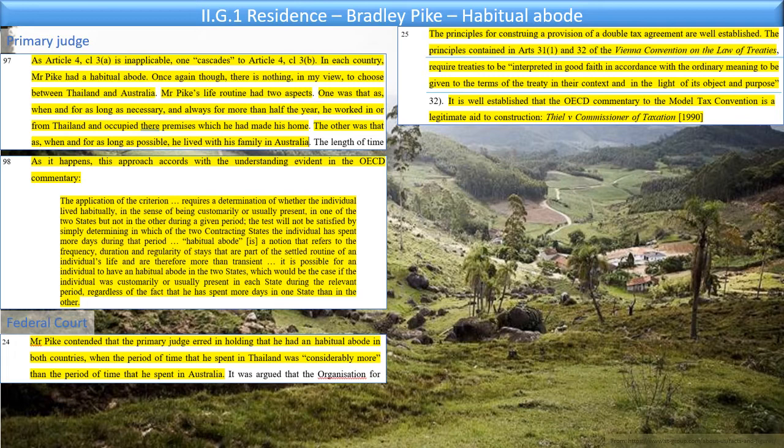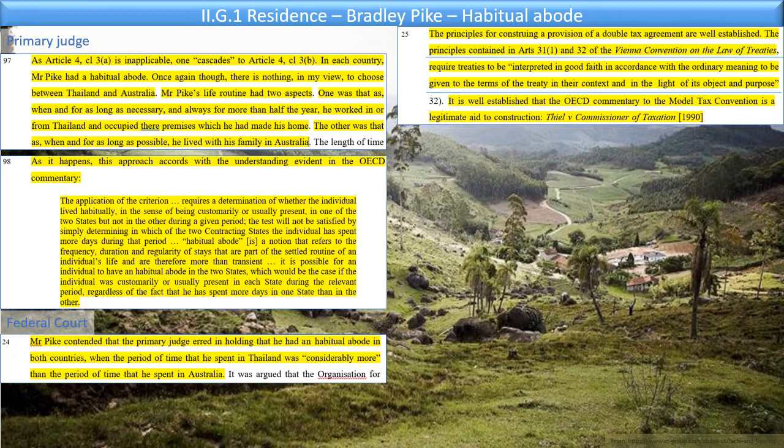And I'm very happy that the Australian court says, but of course you use the commentary to interpret the treaty. As I've said in other videos, I do not agree with the academic view that you cannot use the commentary because it's only a secondary means of interpretation. No, someone saying that doesn't understand how treaties are negotiated.